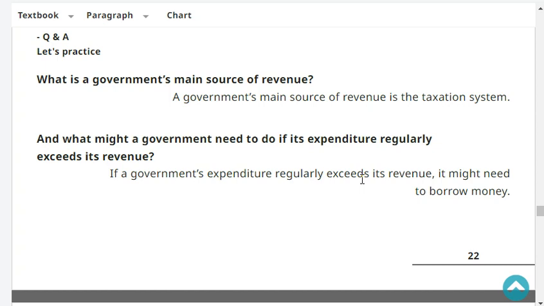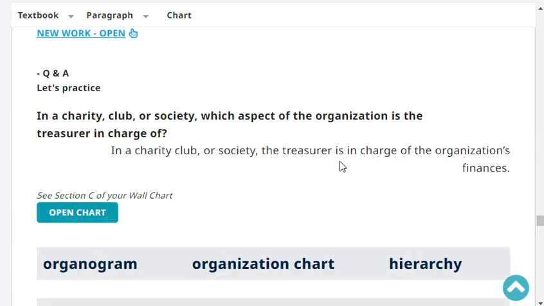And what might the government need to do if its expenditure regularly exceeds its revenue? If a government's expenditure regularly exceeds its revenue, it might need to borrow money. Very good.